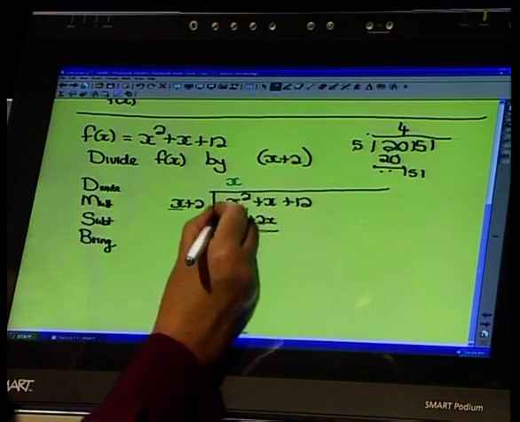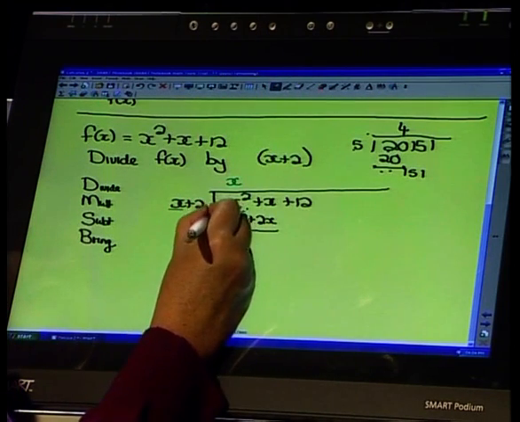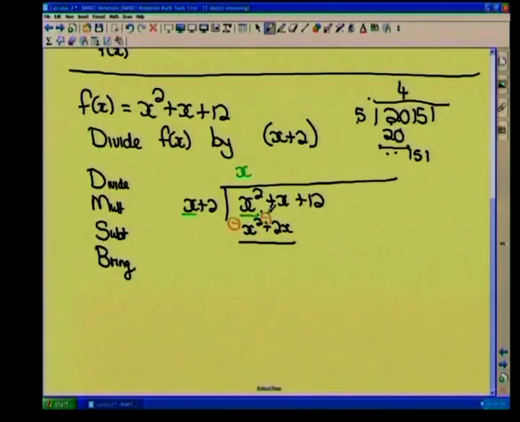So right, let's have a look at what we're doing here. We would now subtract. To subtract, we would change these signs and add. So that would fall away. Plus x minus 2x is minus x. And yes, our next step would be to bring down the rest. Now we'd repeat the performance.